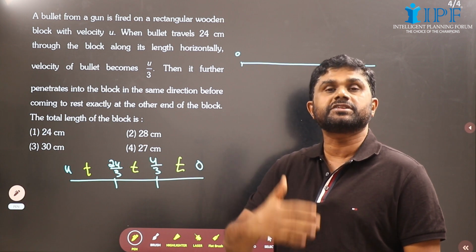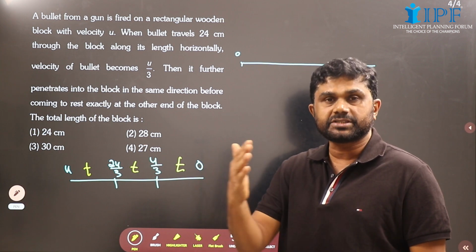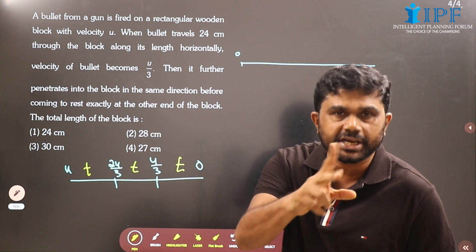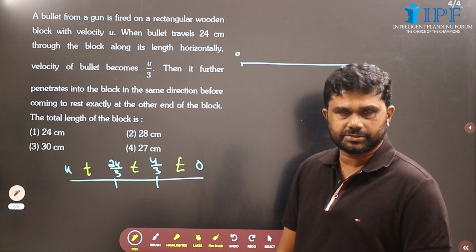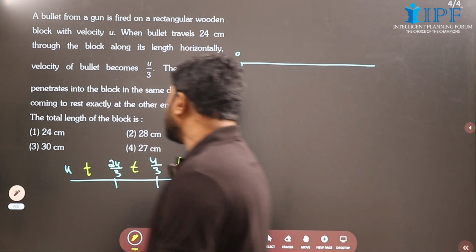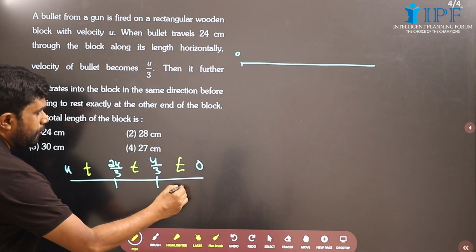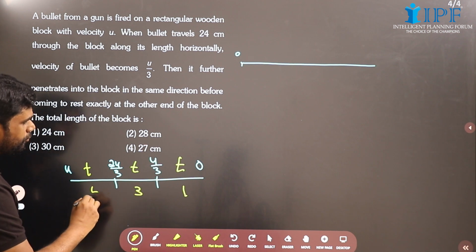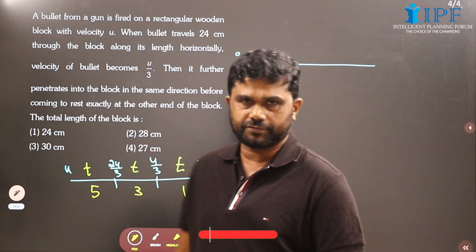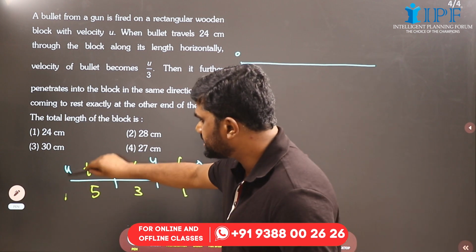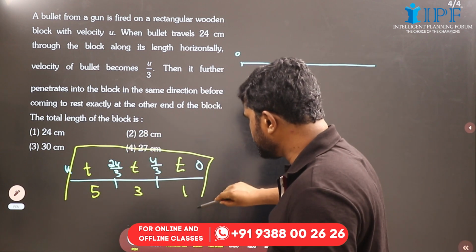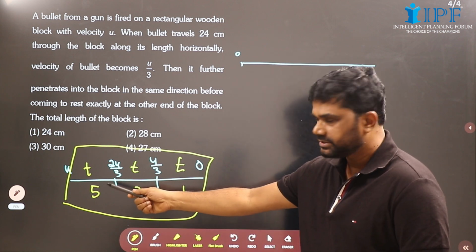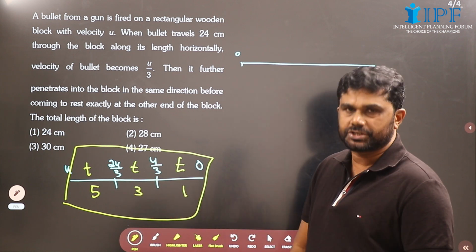So how many intervals will be required to come to rest? u by 3, u by 3, u by 3. How many such u by 3s will be there in u? 3. So there will be 3 intervals. And the ratio of these displacements, starting from 0, will be 1:3:5. This is the starting of the block and this is the end of the block. This is 5 units, this is 3 units, this is 1 unit.